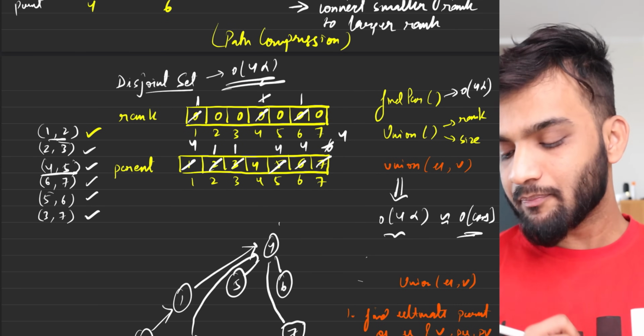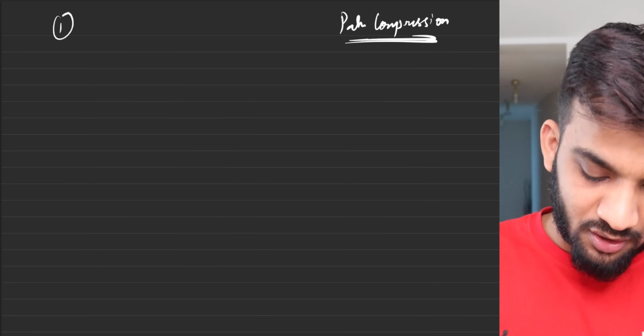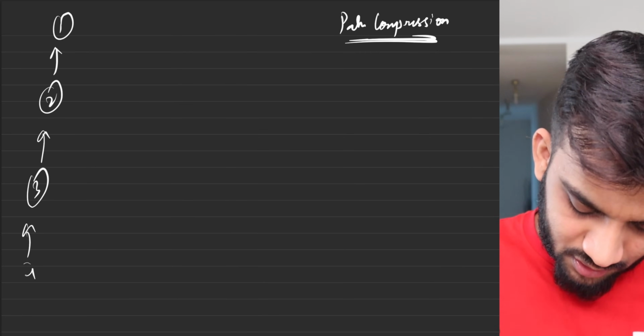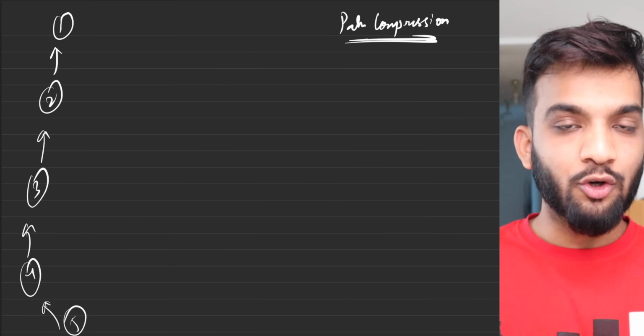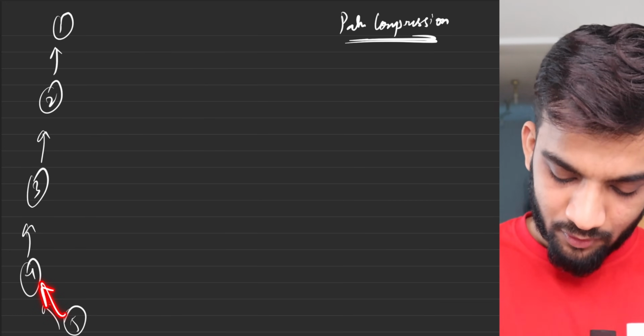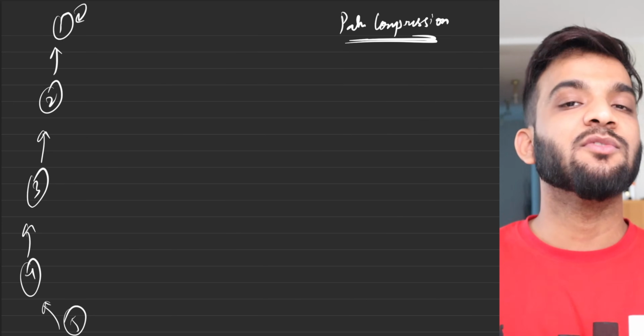Remember this, okay? So the question comes up: Striver, how do we do path compression? It looks scary, because if you are connected to this, then you're connected to this, then you're connected to this, how do you path compress it? It's very simple. 5's parent is 4, 4's parent is 3, 3's parent is 2, 2's parent is 1, and 1's parent is 1.